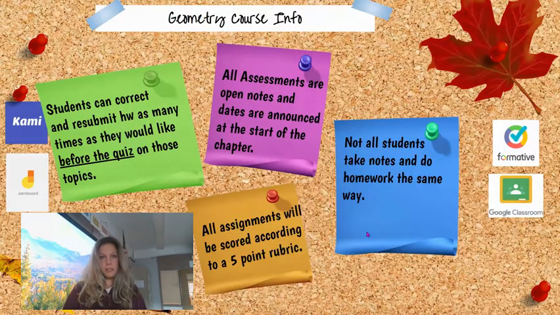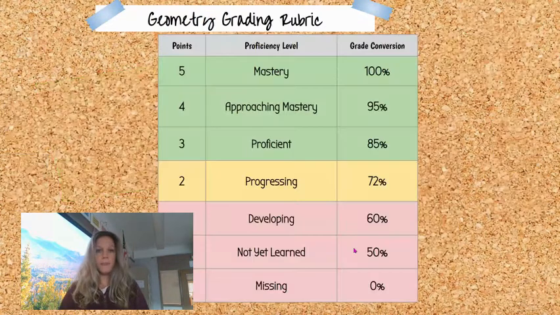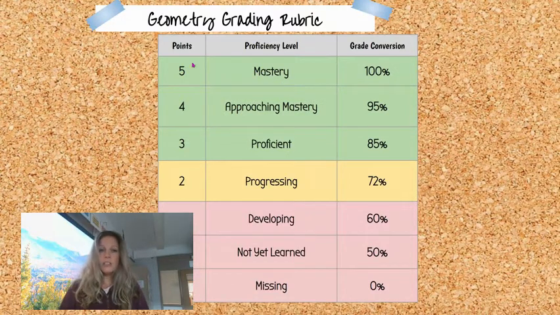All of the assignments that they do for me are scored according to a 5-point rubric, homework and tests. And we're going to take a look at that rubric. If they get a 5 out of 5, that means they've reached mastery. That means that the assignment is perfect. There are no errors. That does equate to a 100% when I put it in the portal.